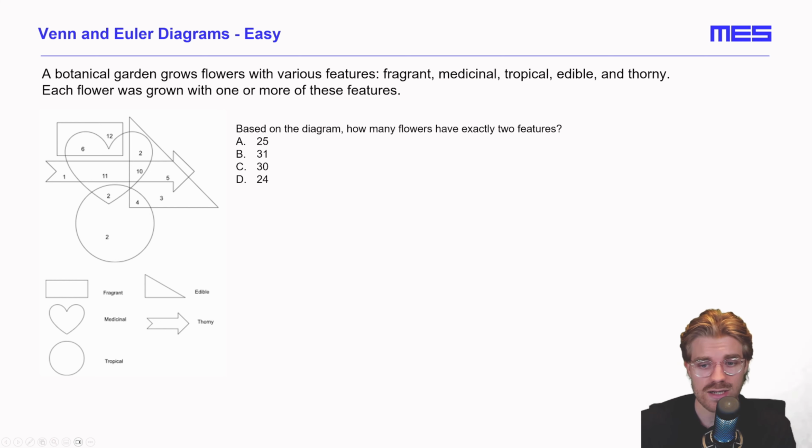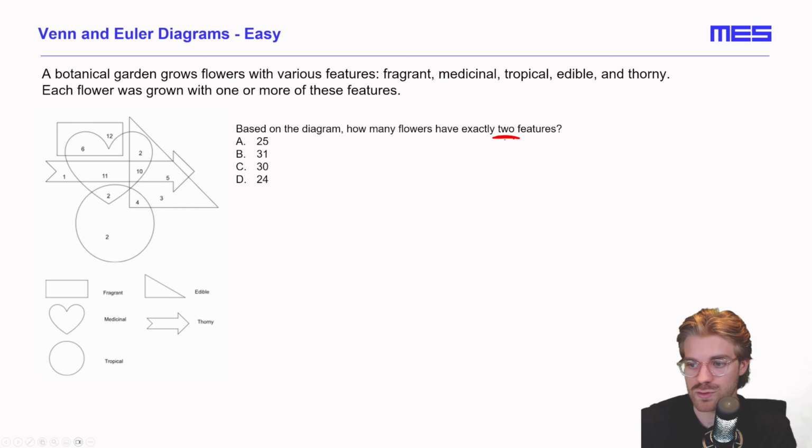Now, when you look at these questions, it's really important to look at the specific question nice and quickly so you know what information you're trying to draw out of that diagram. I always think it's best to read the question first, and then you can pull the specific bits of information from the diagram that you need. So based on the diagram, how many flowers have exactly two features?